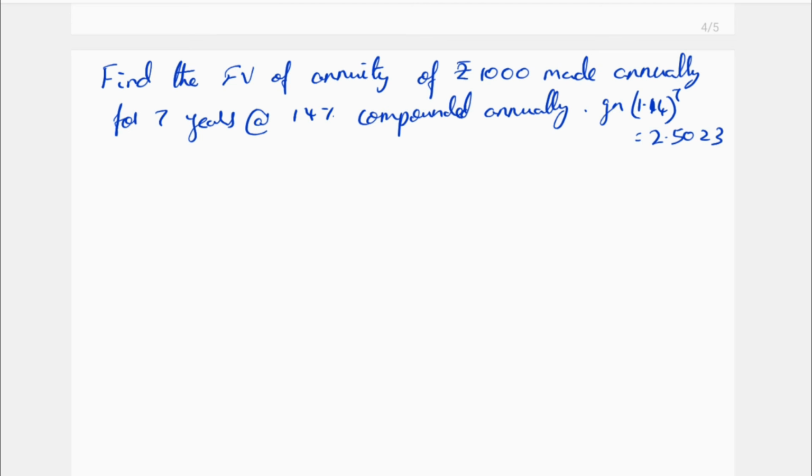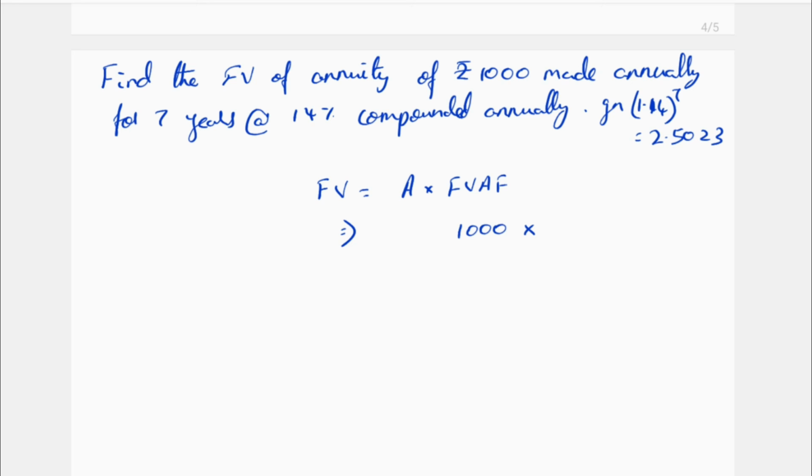They're asking us to find the future value. Now we know that future value in case of annuity, I'm going to assume it is annuity regular, is annuity multiplied by future value annuity factor. Here they have given the annuity is 10,000 rupees multiplied by future value annuity factor is what they want.